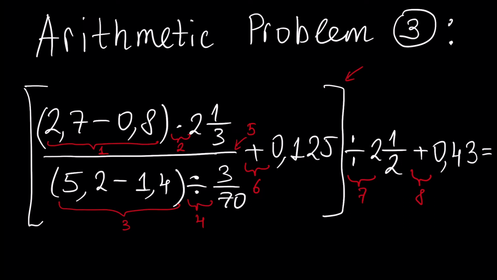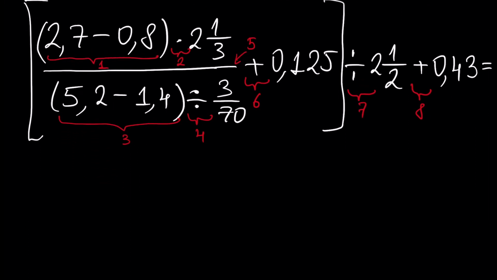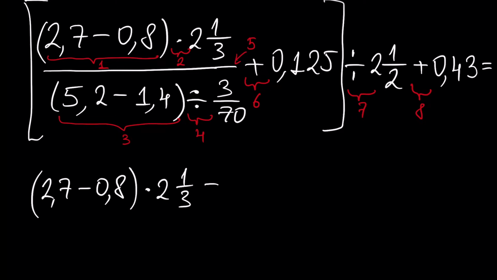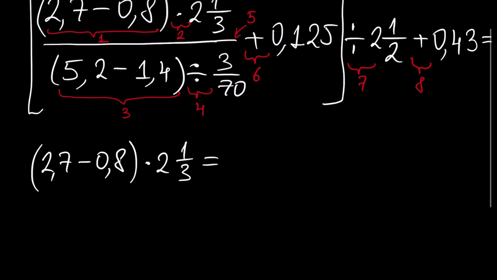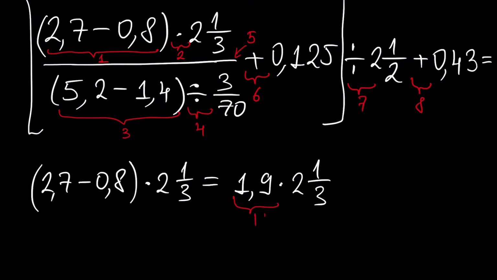So let's do it. First of all, let's rewrite it. 2.7 minus 0.8 times 2 and 1 over 3. 2.7 minus 0.8 is 1.9, and this is multiplied by 2 and 1 over 3. 1.9 is 19 over 10.